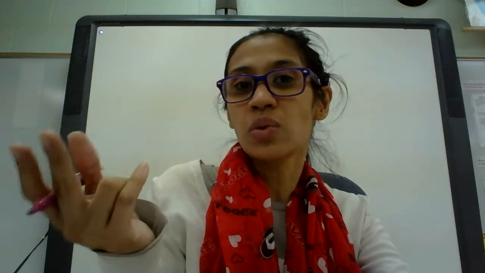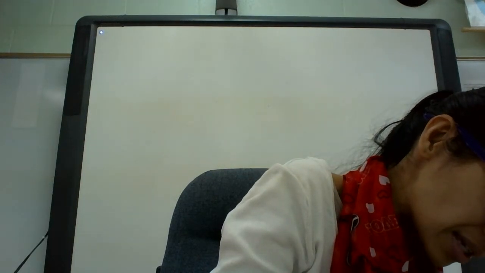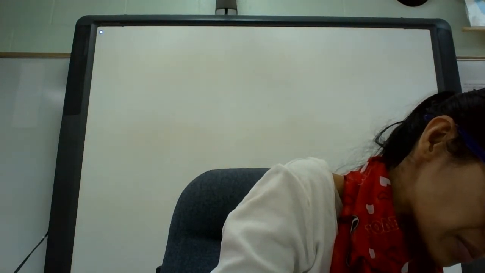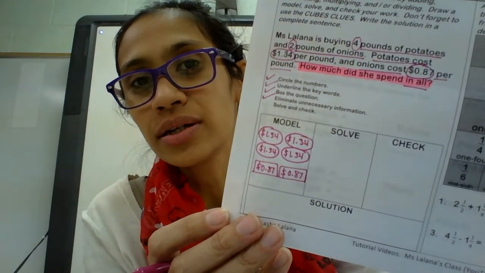All right, and what do we need to do? The onions cost 87 cents per pound, and how many pounds is that? 2. I think I'll do squares or maybe rectangles. Rectangles, how many rectangles? I'll do 2 with 87 cents each inside of it. Bam, just like that.